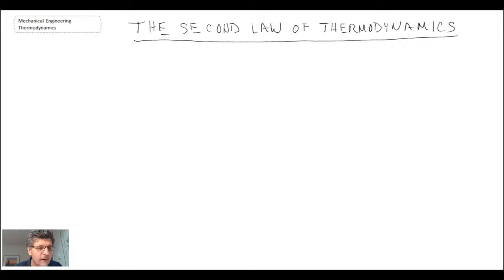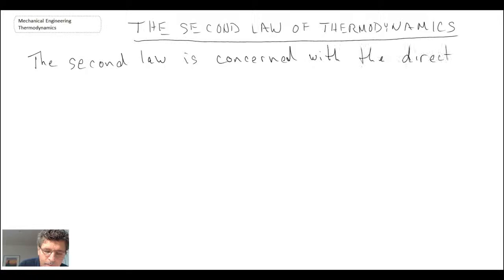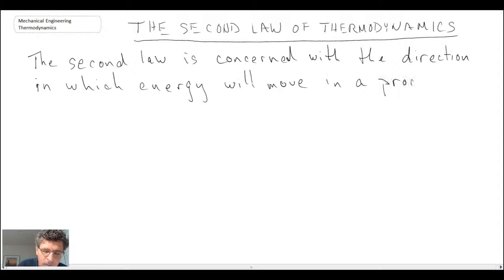When we looked at the first law thus far, we've seen heat transfer, work, internal energy, enthalpy, kinetic energy, potential energy. The thing about the first law is that although we are able to balance energy flow from one form of energy to another, we do not know which direction the energy is flowing in. And so that's where the second law comes along to help us. It helps us with determining the direction in which energy will move in a process, and it also helps us in understanding the efficiency of a process.